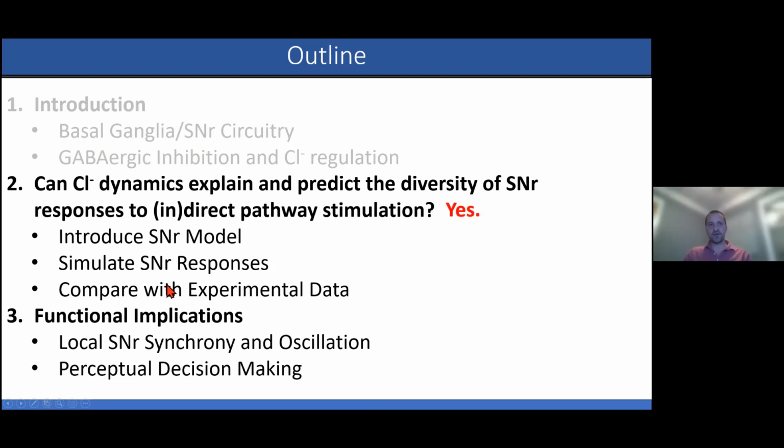After we go through this part two, we're going to go into the last part of the talk and talk about some functional implications, such as local SNR synchrony and oscillations, and if we have time, perceptual decision-making.